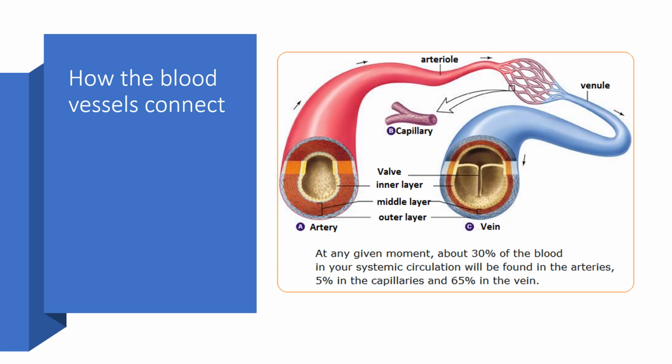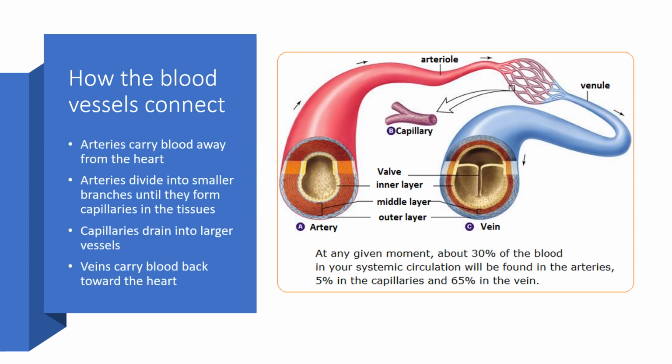Let's look at how the blood vessels are connected to one another. Arteries carry blood away from the heart to peripheral tissues. The arteries divide into smaller branches until they form capillaries within these tissues. Capillaries then drain into larger vessels, and veins carry blood back towards the heart.